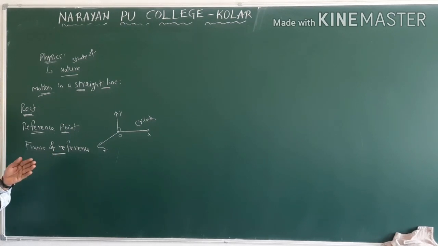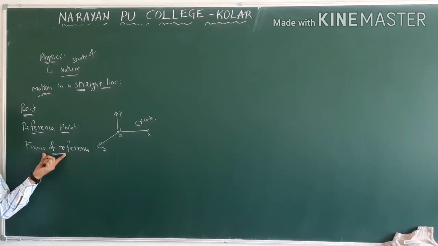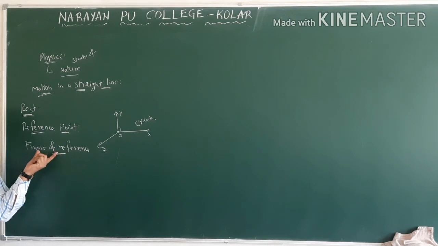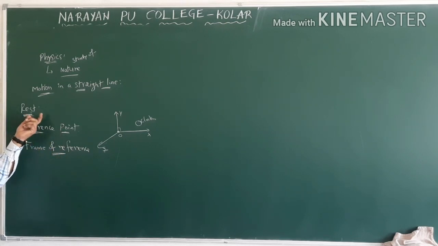We are going in a train, and in one compartment you have a watch. Then the compartment is one frame of reference. The principal's chamber with a wall clock, we call it a frame of reference. Your home, one of the rooms with a wall clock, we call your room with wall clock a frame of reference. So, reference point, frame of reference: with respect to these we say whether an object is at rest or in motion.